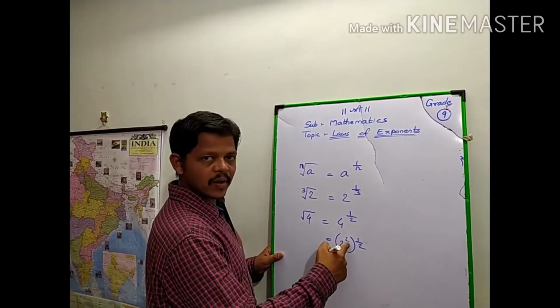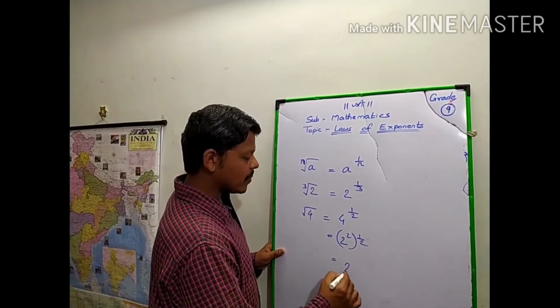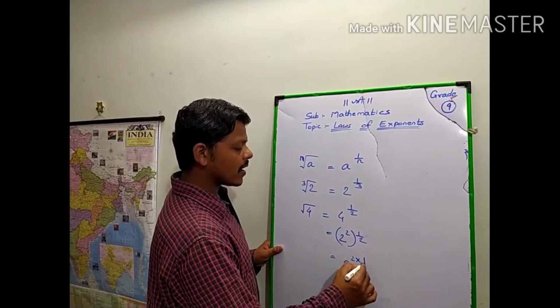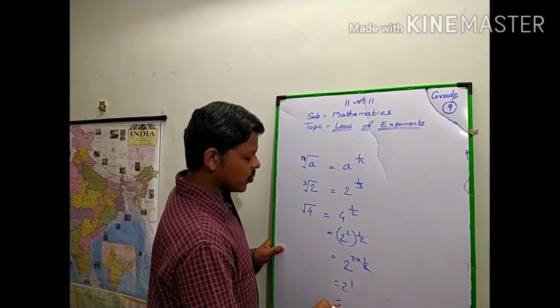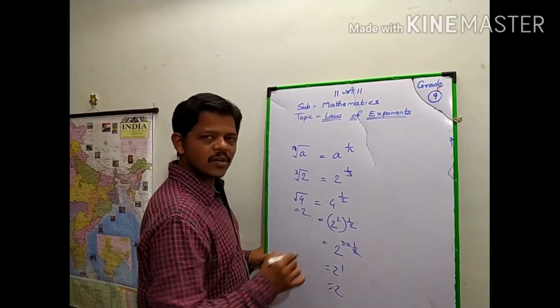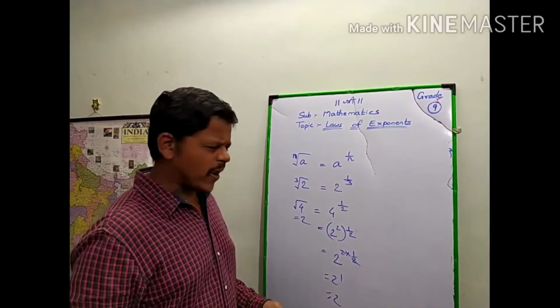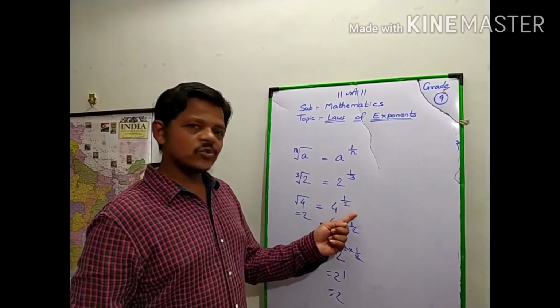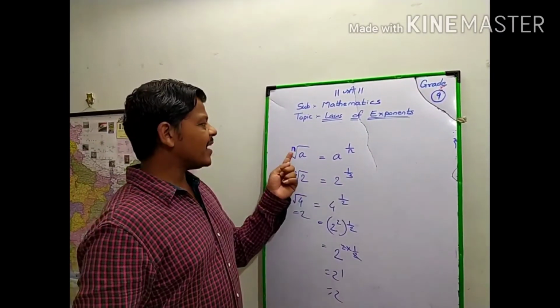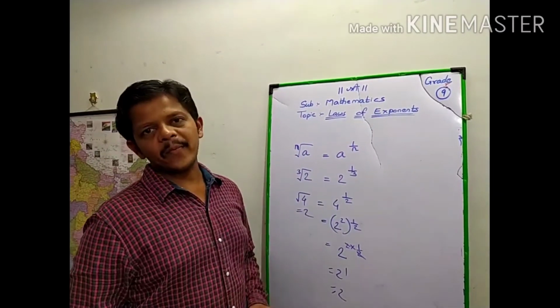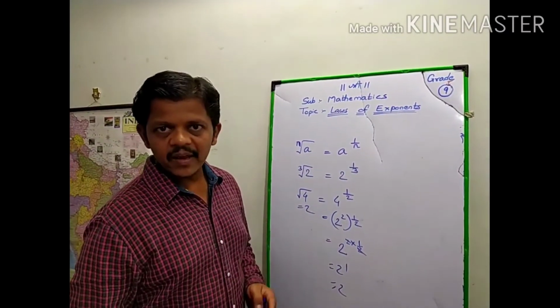A raised to m raised to n would become a raised to m into n. And this 2 upon 2 gets cancelled. 2 raised to 1, which is 2. You know that root 4 was 2. So that is a way. But square root means raised to 1 upon 2. Cube root means raised to 1 upon 3. Nth root means raised to 1 upon n. That is very, very important.